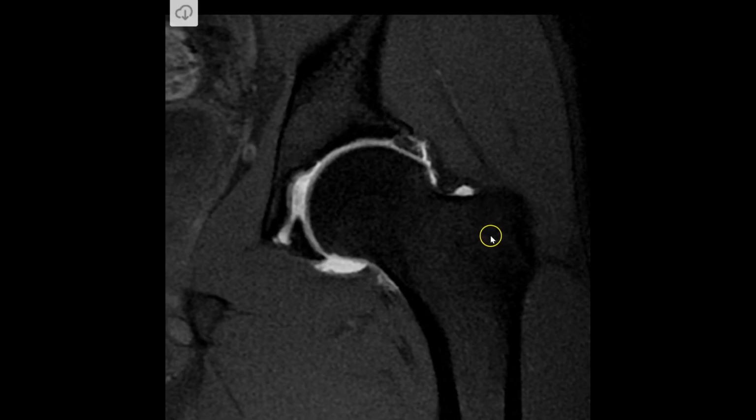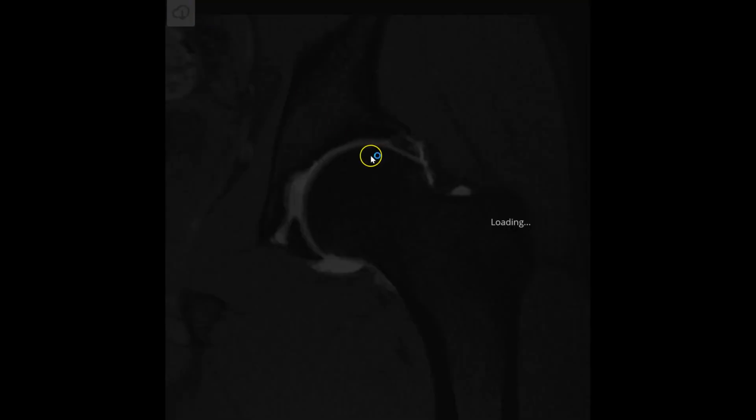Here's another case of labral tear on MRI from Radiopedia. We'll give credit to the contributor.